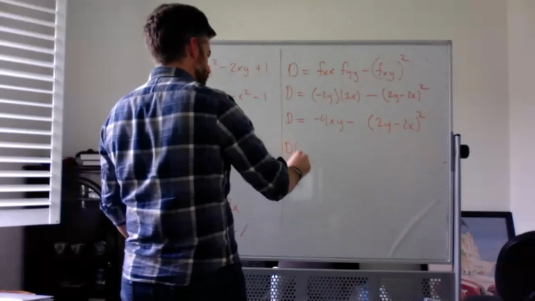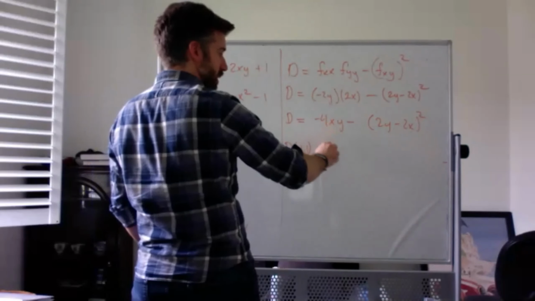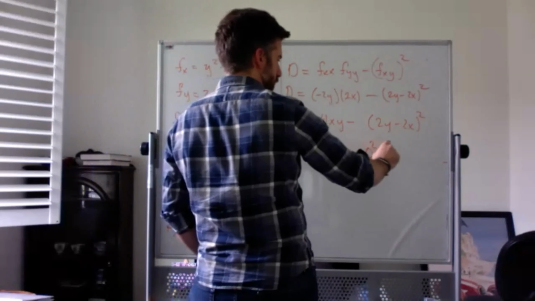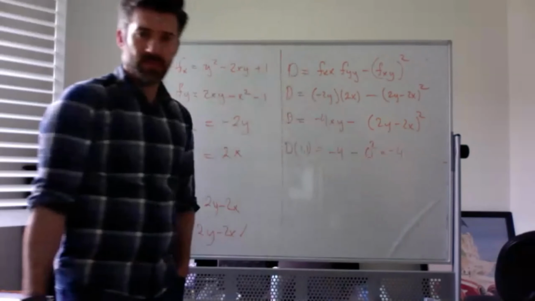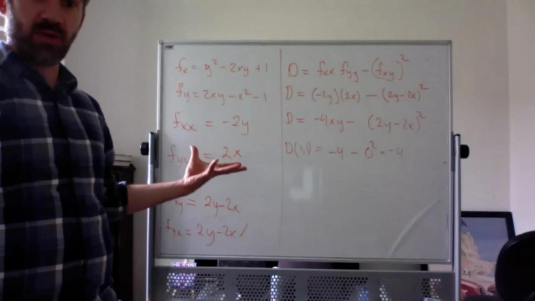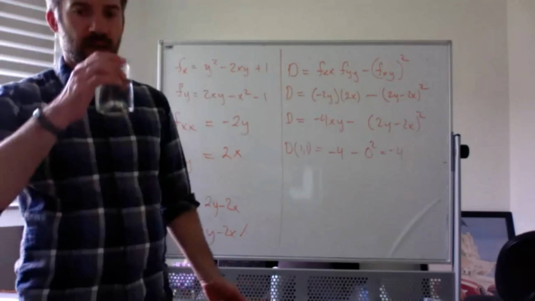So let's plug in 1, 1. I get negative 4 here, minus 2 minus 2 is 0, squared. All right, so what kind of thing do we have at 1, 1? Do we have a max or a min, or do we have a saddle? Saddle point. Yeah, definitely.